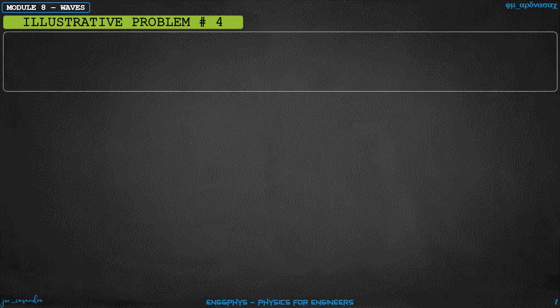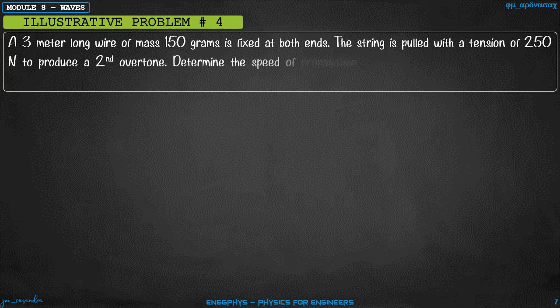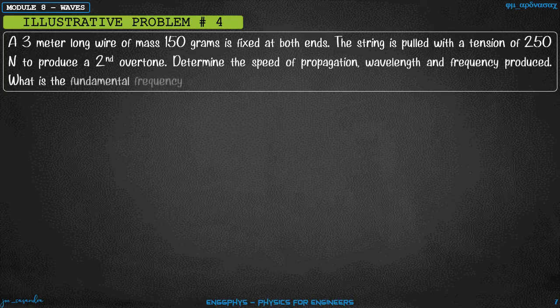Okay, let's have number 4. A 3-meter long wire of mass 150 grams is fixed at both ends. The string is pulled with a tension of 250 newtons. To produce a second overtone, determine the speed of propagation, the wavelength, and frequency produced. What is the fundamental frequency of vibration?